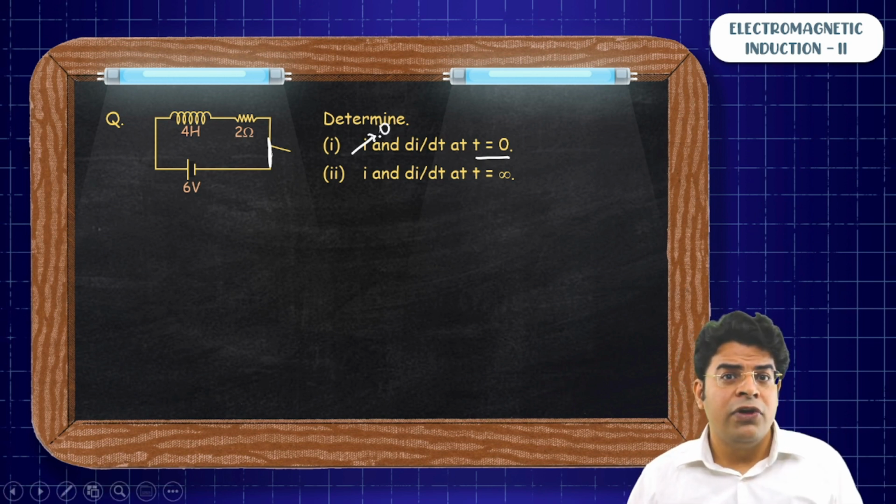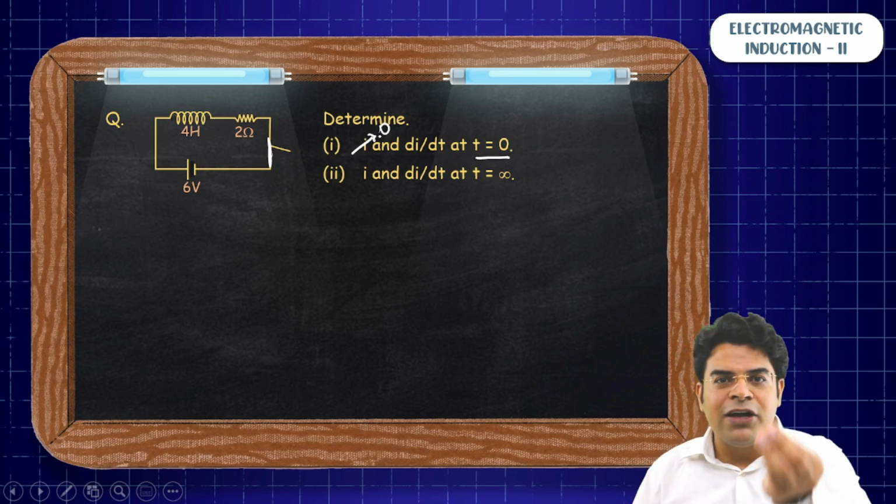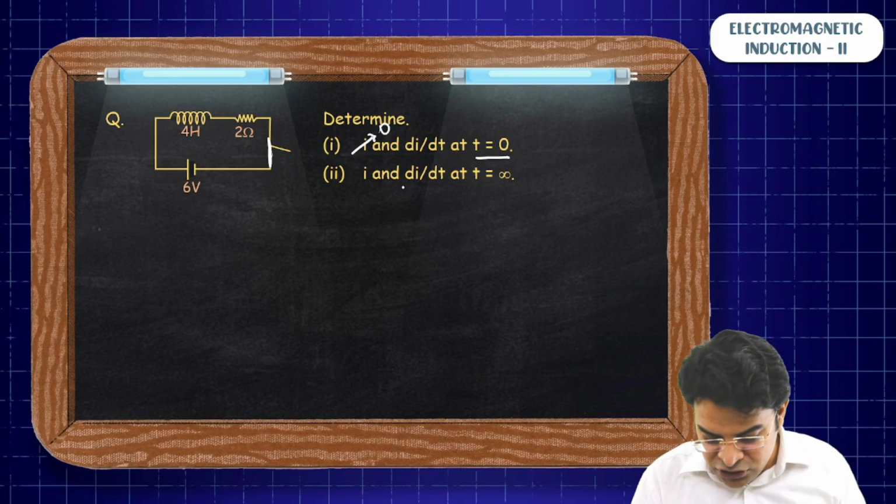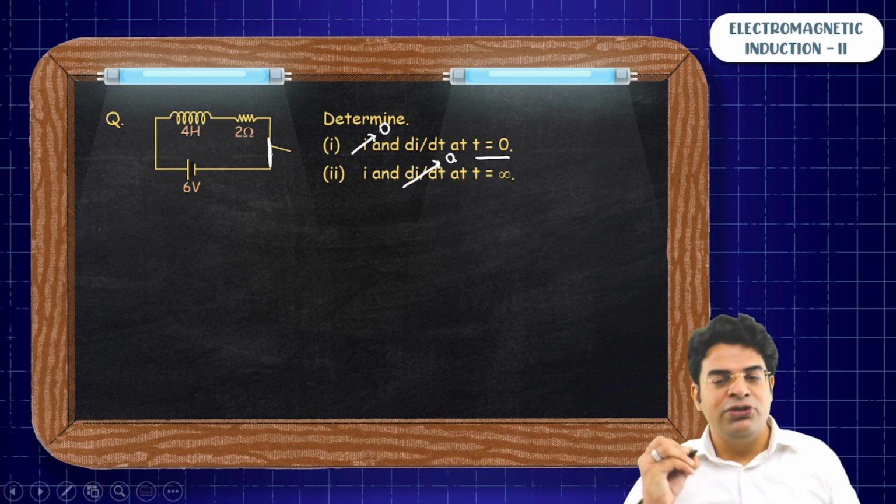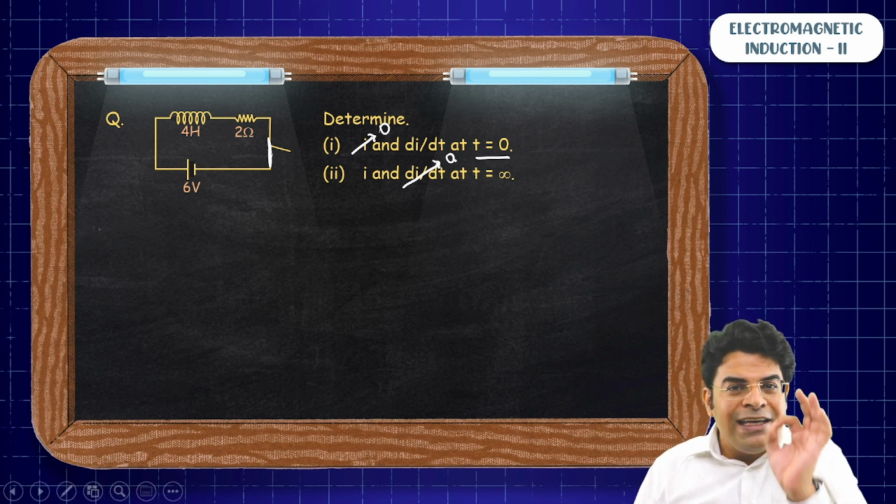Next part: I know that at steady state the current becomes constant. Since the current becomes constant, dI by dt has to be equal to 0. So I also know the answer to this part has to be 0. Now, how easy it is.